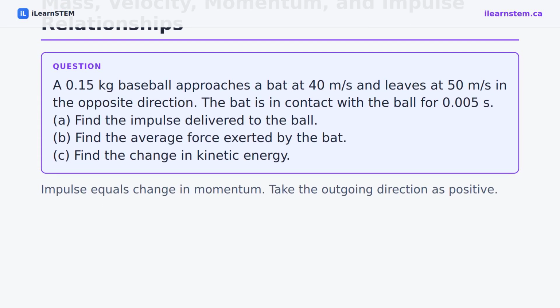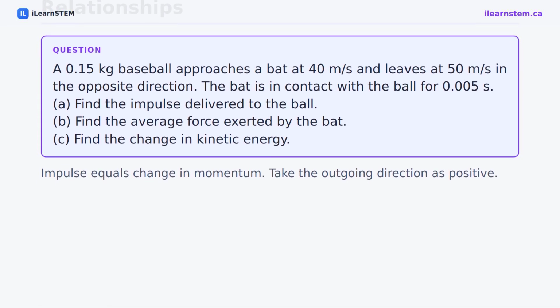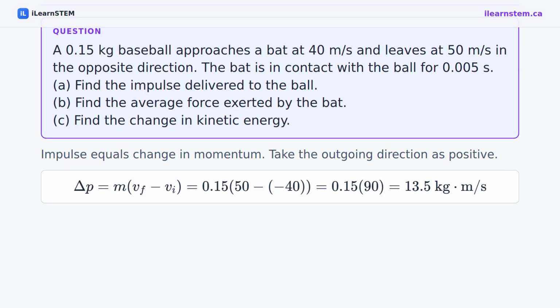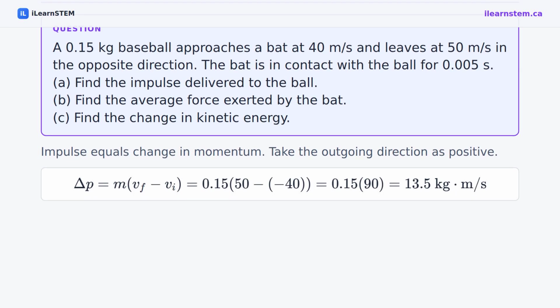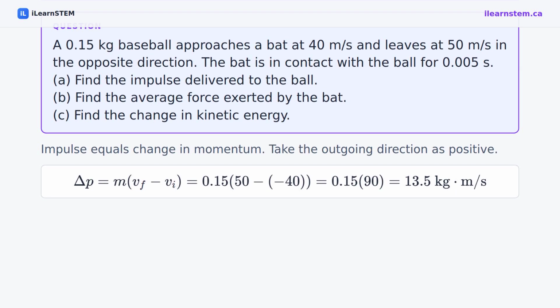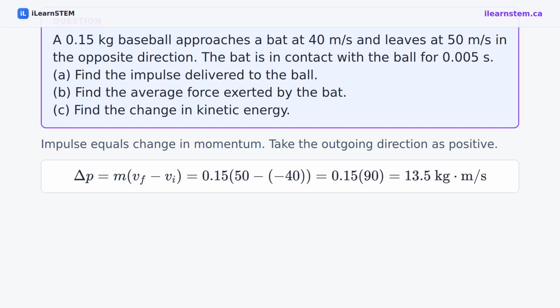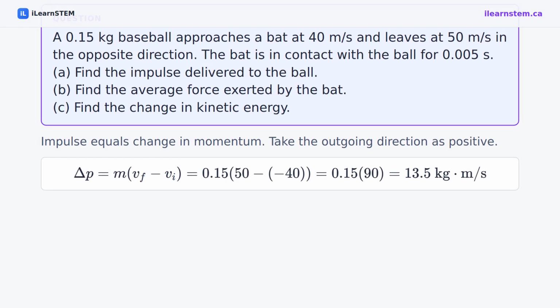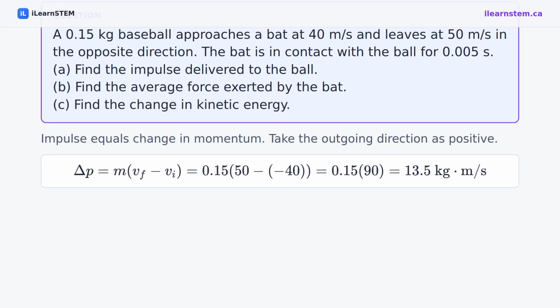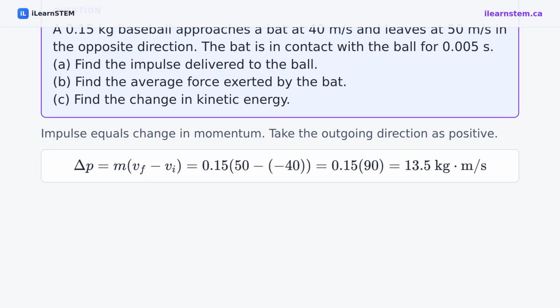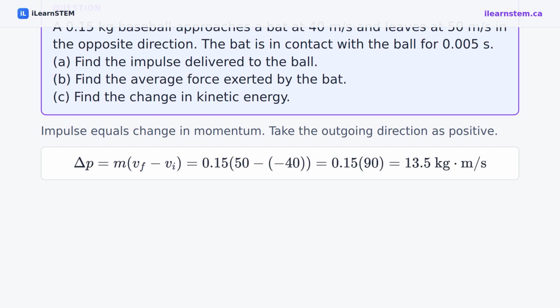First, impulse equals change in momentum. We'll take the outgoing direction as positive. Change in momentum is mass times final velocity minus initial velocity. The mass is 0.15 kilograms. Final velocity is 50 meters per second. Initial velocity is negative 40 meters per second because it's in the opposite direction. So 50 minus negative 40 is 90, times 0.15 gives 13.5 kilogram meters per second.